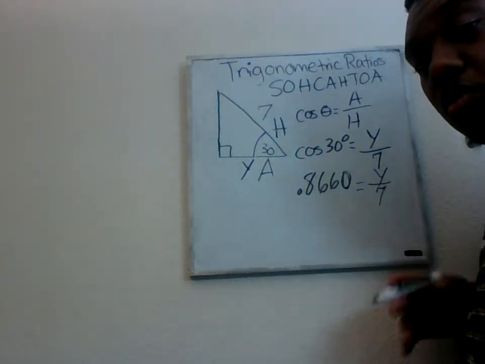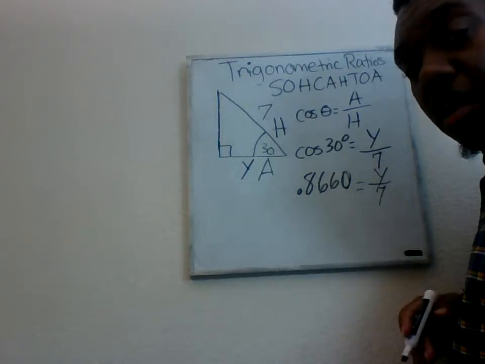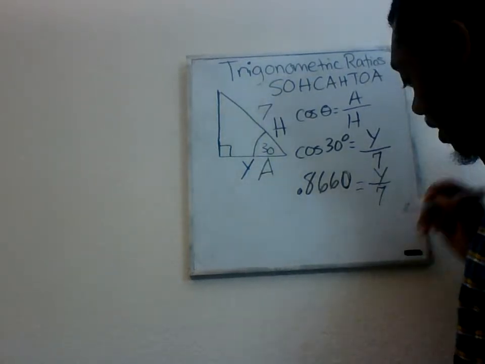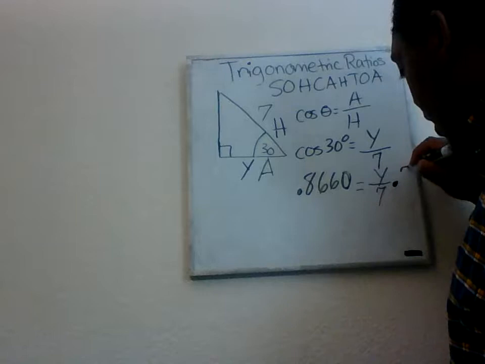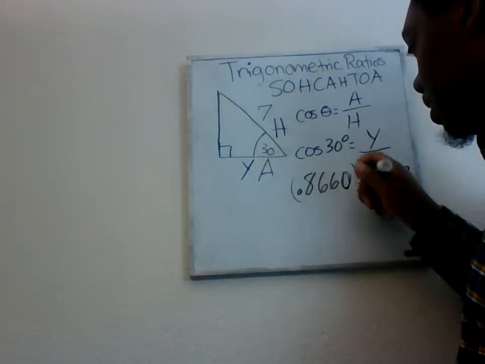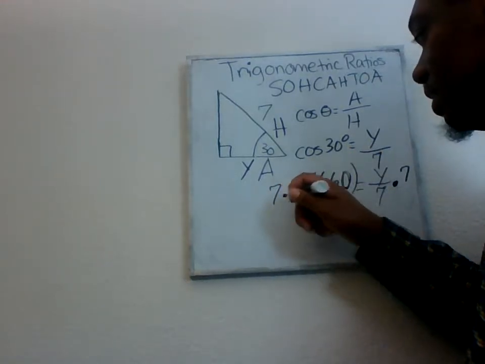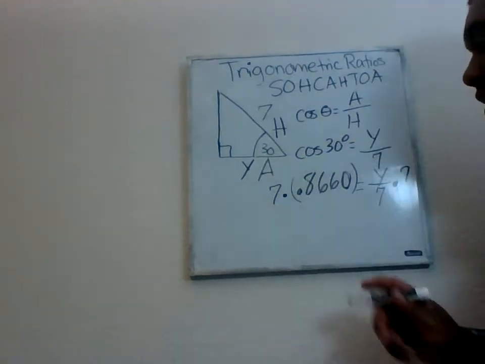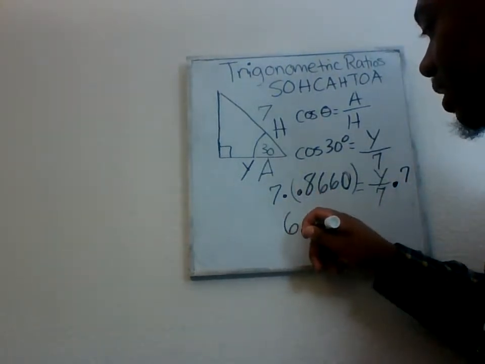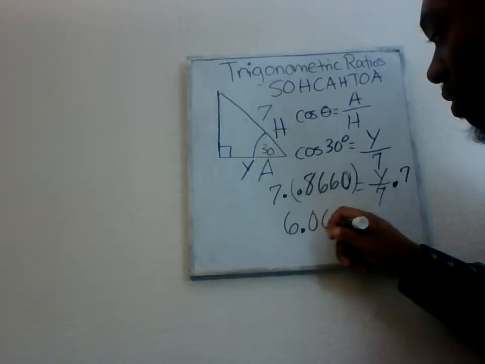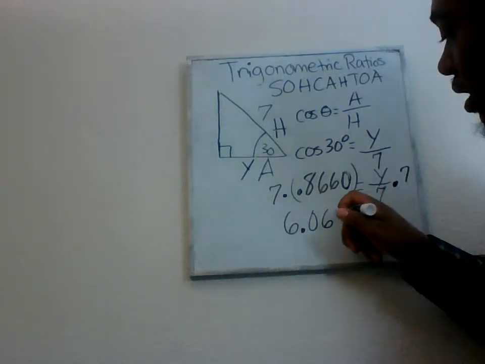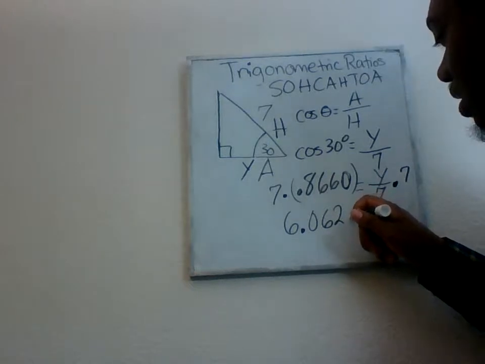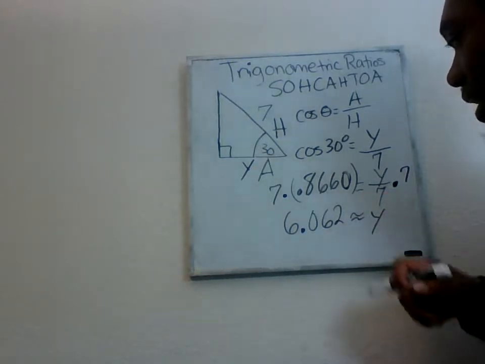Now, in this instance, what would I do to solve for y? It's no different from what we just did with sine. We'd have to multiply by 7 on both sides. When I multiply by 7 here, what I end up getting is 6.062, which is approximately what y is.